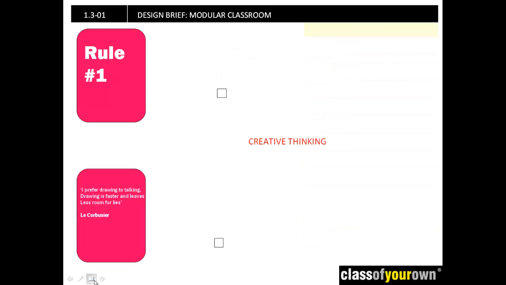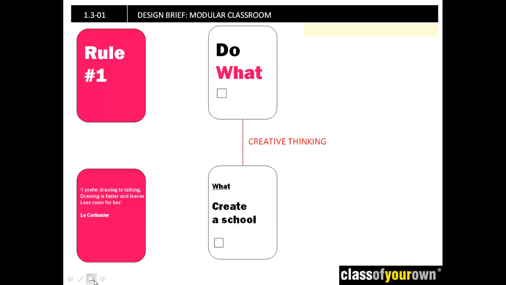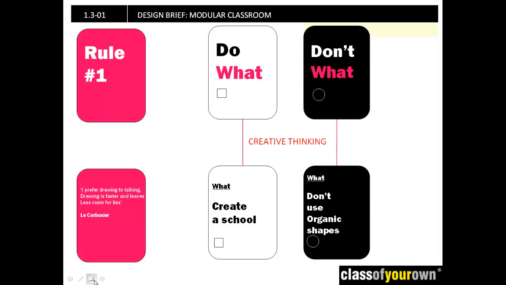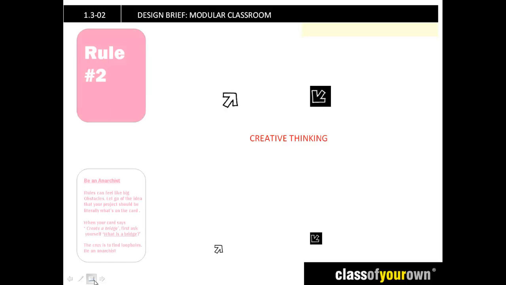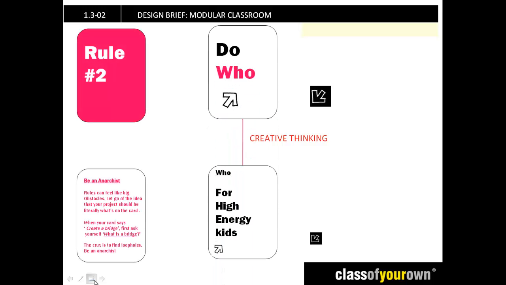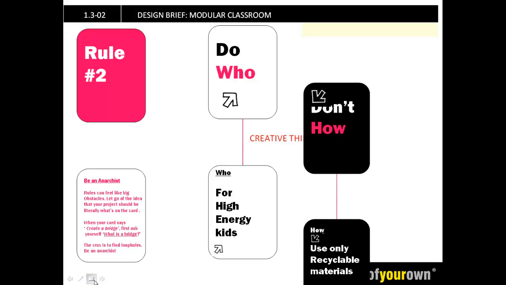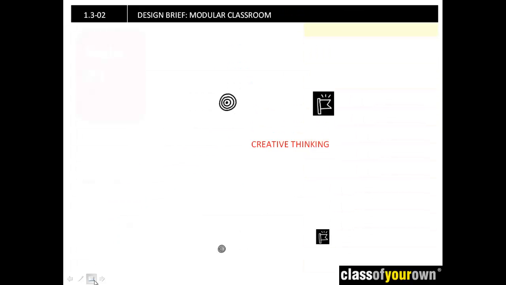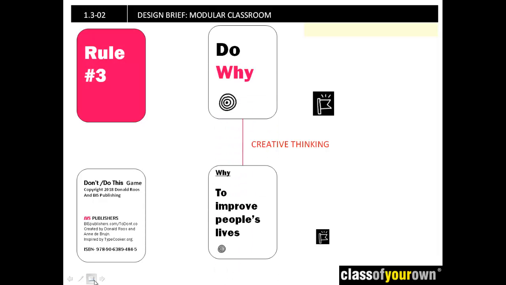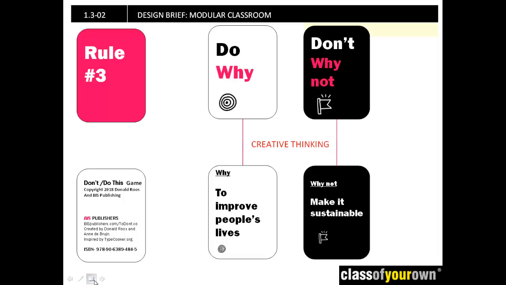So, creative thinking. I've come up with a little tiny game here which has 3 basic rules. The first rule is do what, and the what is create a school. Don't what is don't use organic shapes. Rule 2 is who's it for? High energy kids. Don't how: let's use only recycled materials. And the final rule, Rule 3, is the why, is to improve people's lives. And the why not: why not make it sustainable?